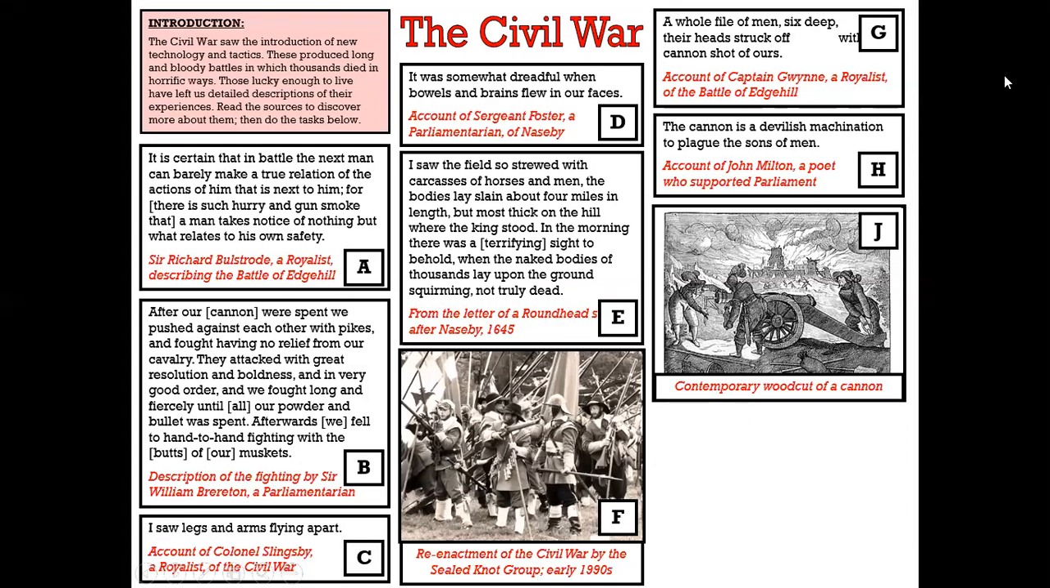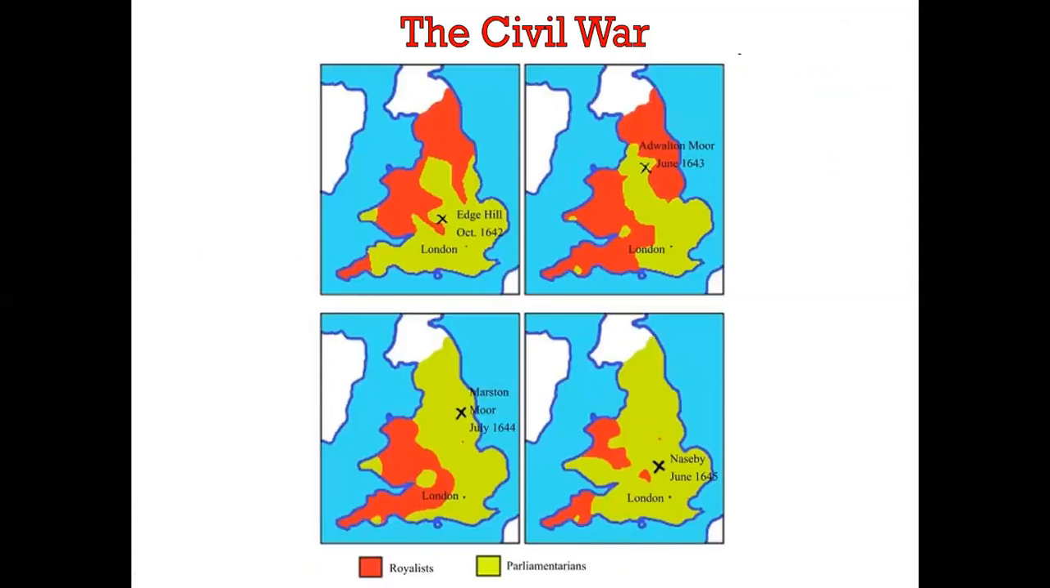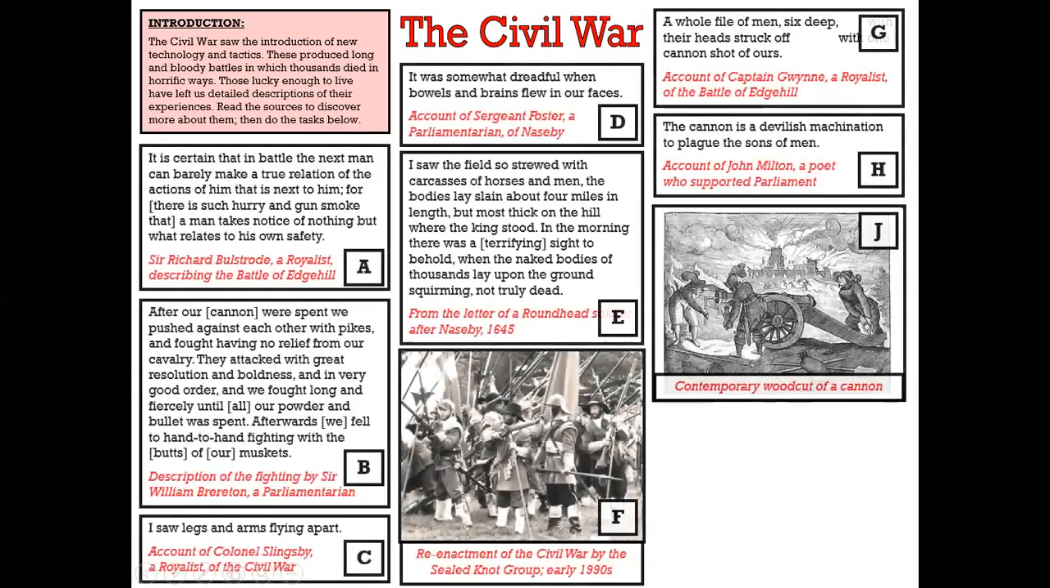So here we go. Source A is from Sir Richard Bulstrode, and he was a royalist, and he was describing the Battle of Edgehill, which, if you remember, is in 1642. There it is, one of the very early battles of the Civil War. He says, "It is certain that in battle the next man can barely make a true relation of the actions of him that is next to him, for there is such hurry and gun smoke that a man takes notice of nothing but what relates to his own safety."